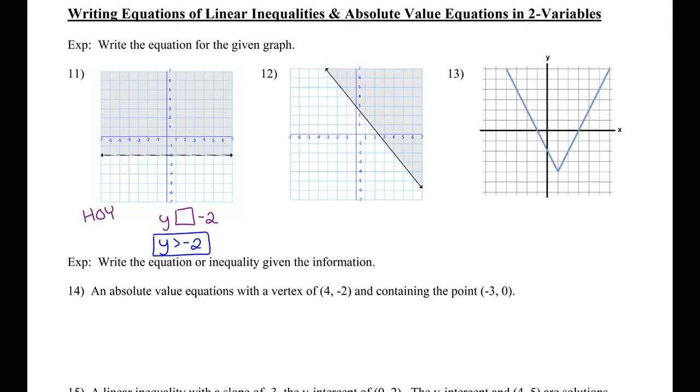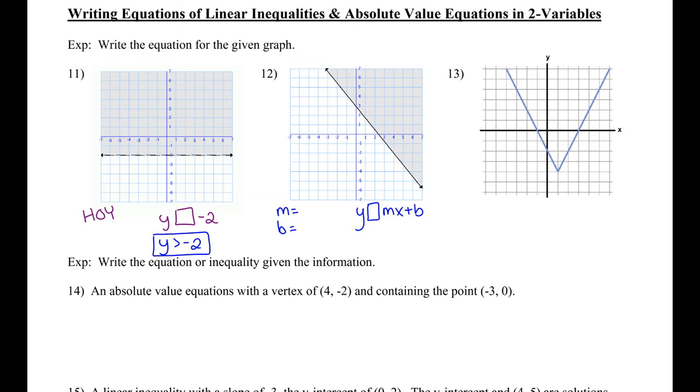Please try and write the equation for problem number 12. Make sure that you start by finding your slope and y-intercept, and then plug into the equation y equals mx plus b, where the equal sign will be replaced with one of your inequality symbols based on the shaded region. So try that one on your own, pause the video, and then look at number 13.